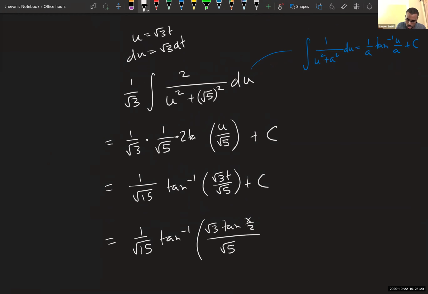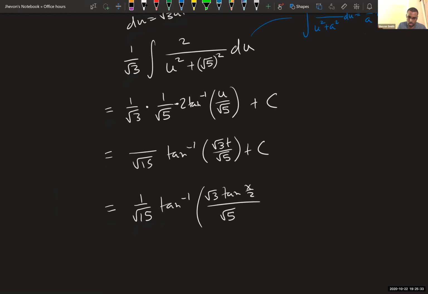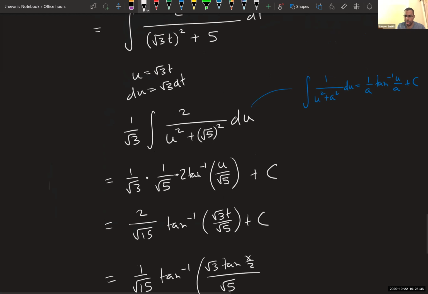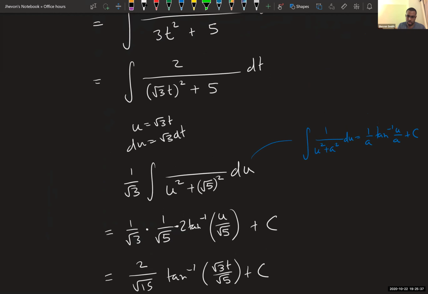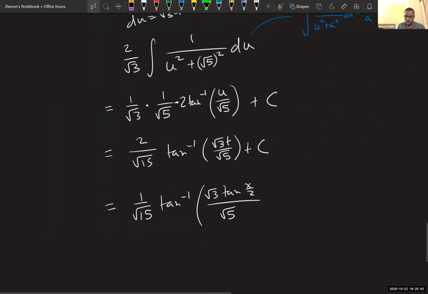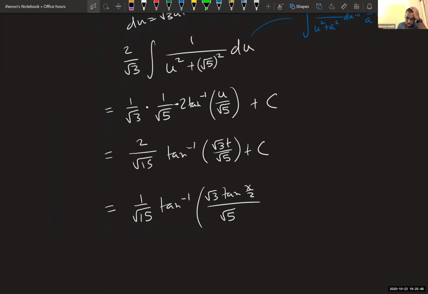Do you also want to factor out the 2 when you factor out the 1 over square root of 3? At any point, you could have done it here. Okay, it doesn't affect the form. So we have the 2 here. Yeah.